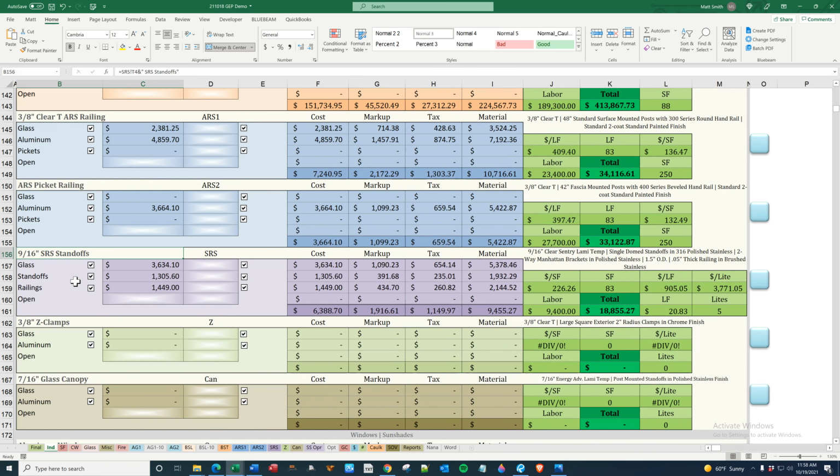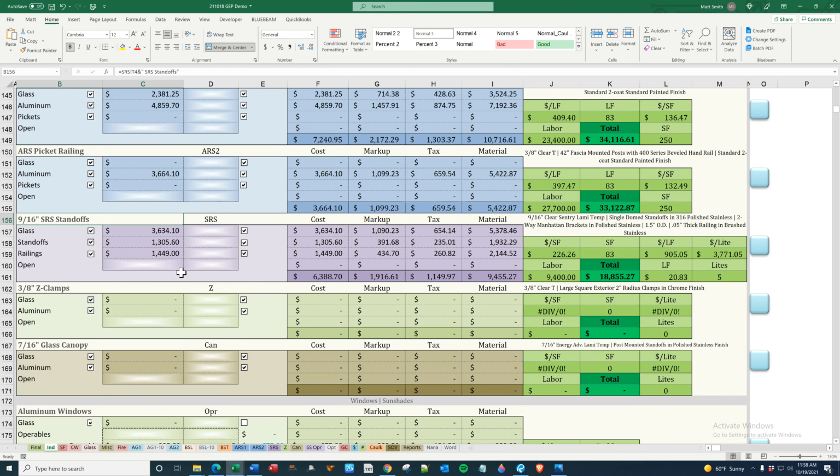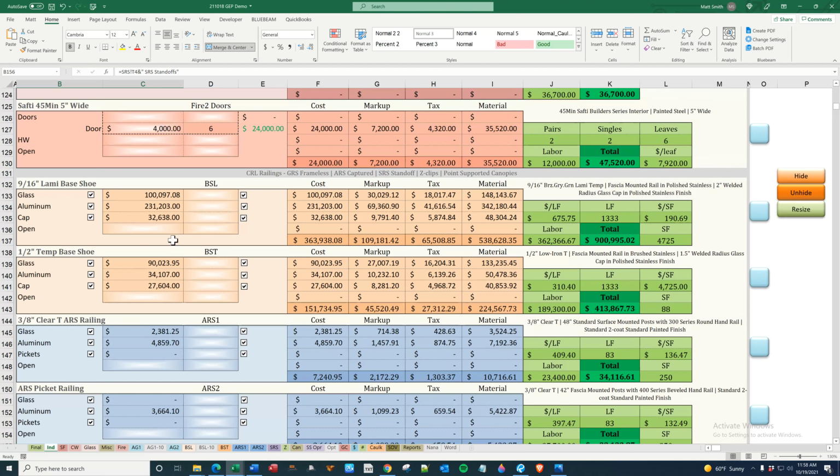The next is SRS, Z-clamps, then canopy. They're all generally set up the same. These are just a shorthand way of telling you what you have figured. This is what will actually go on Easy Proposal. You'll see that a lot of them have these check marks simply because for the CR Lawrence, a lot of the database pricing is already figured.